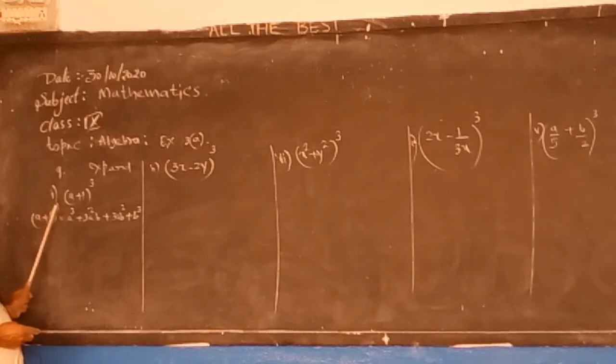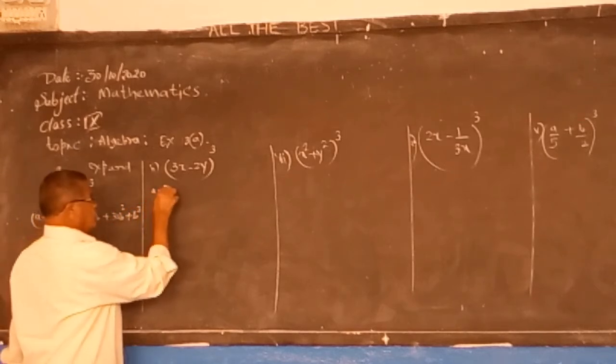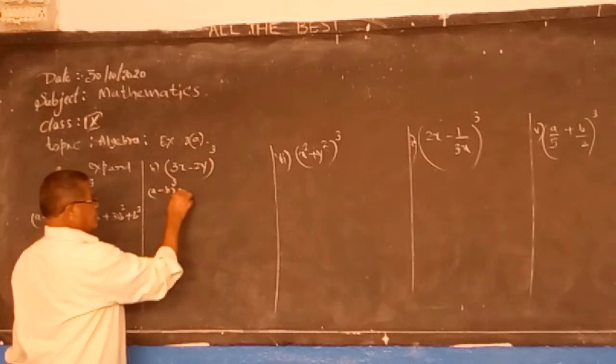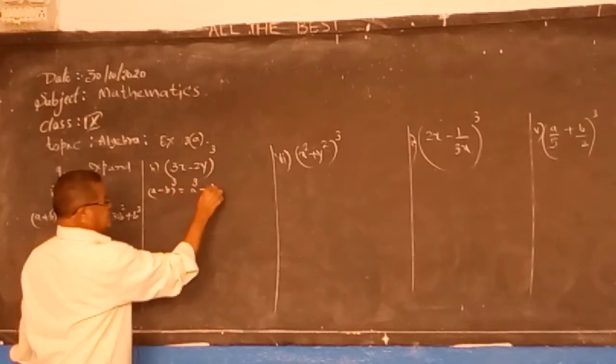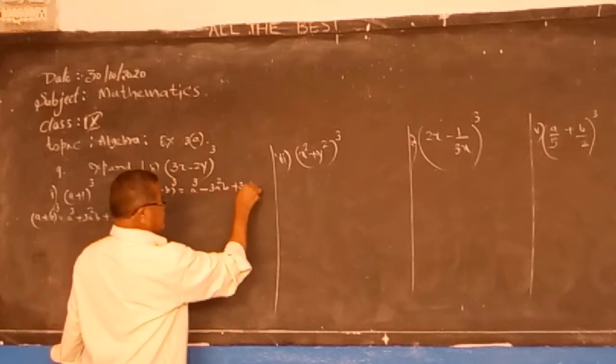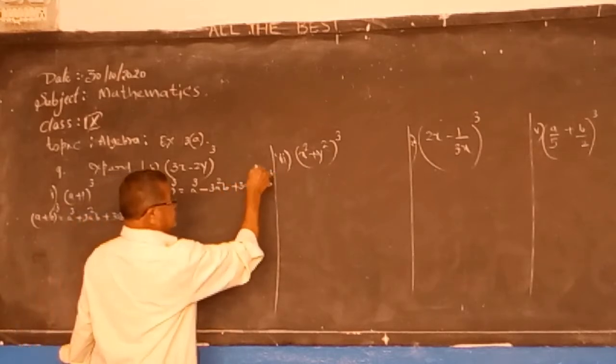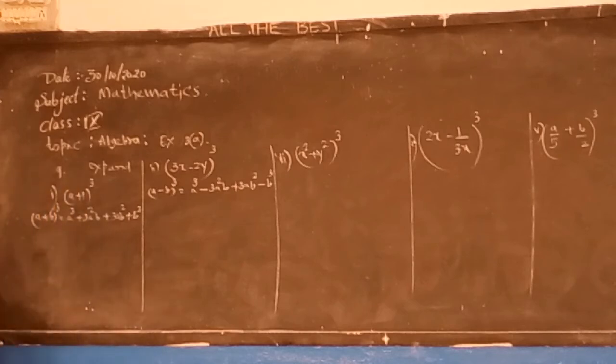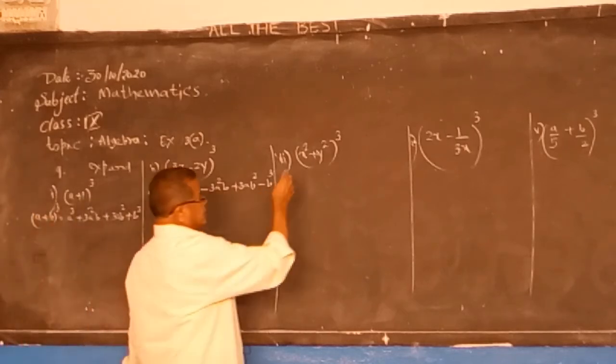Here the power is 3, so we get 4 terms: 1, 2, 3, 4. (a − b) whole cube, a cube minus 3a squared b plus 3ab squared minus b cube, is the formula. For every problem, you write the formula and then expand.